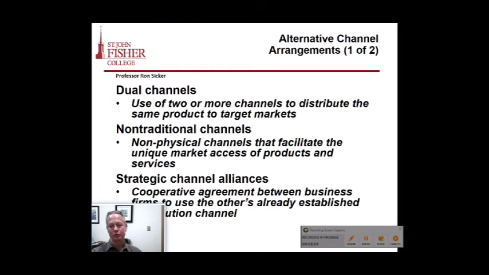Alternative channels, well, there's dual channels, which are more than one channel to get to the consumer. A dual channel would be, say, a computer system. They're sold retail, and they're also sold online by their own. For instance, Dell sells their computers to Best Buy. They also sell it online, so that would be a dual channel. Non-traditional channels would be non-physical channels, such as door-to-door or vending. And then strategic alliance channels, where you have cooperative agreements between businesses to use their already established distribution channel. Oftentimes you see that in agricultural produce and things like that.